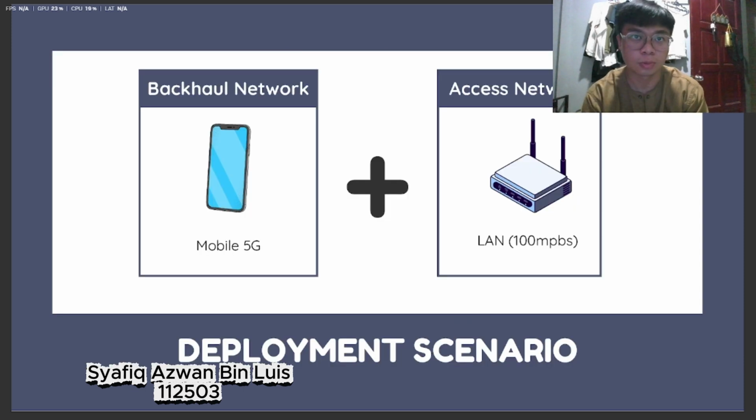So to understand how these protocols perform, we need to look at our deployment scenario. Our evaluation focuses on two distinct network segments working together. On one side, we have the backhaul network, represented by a mobile 5G connection, and on the other side, we have the access network, which is configured as a local area network, or LAN, operating at 100 Mbps.